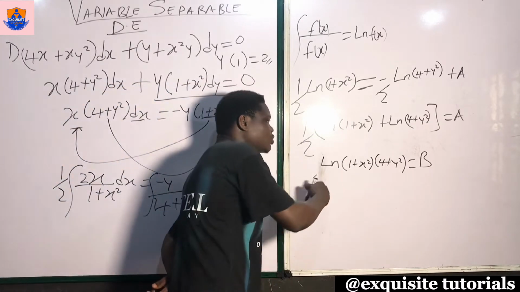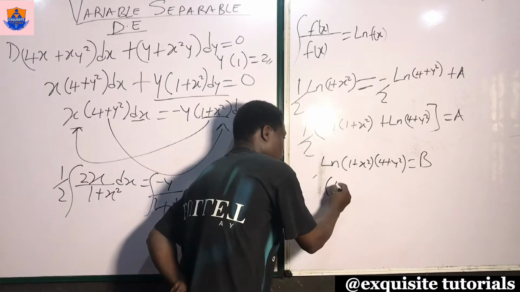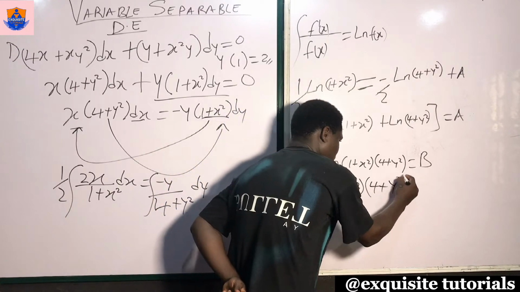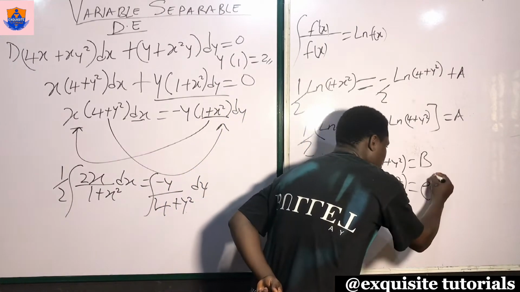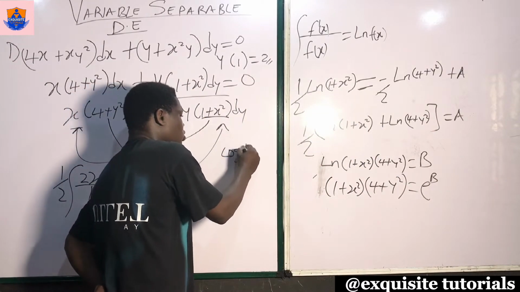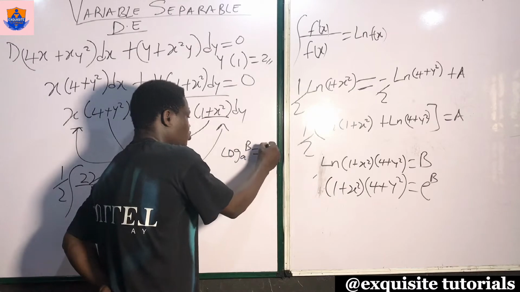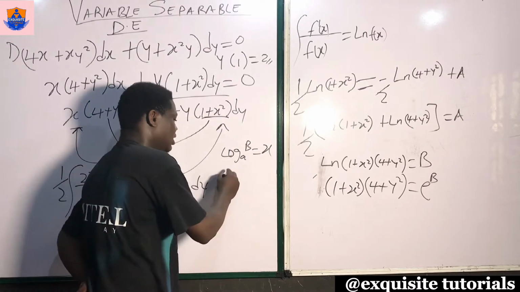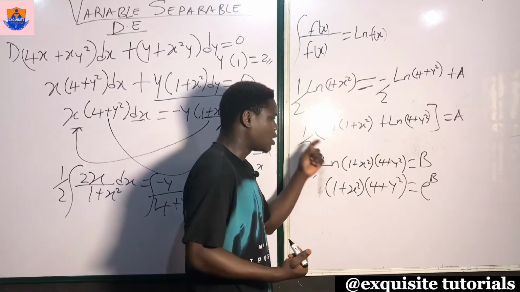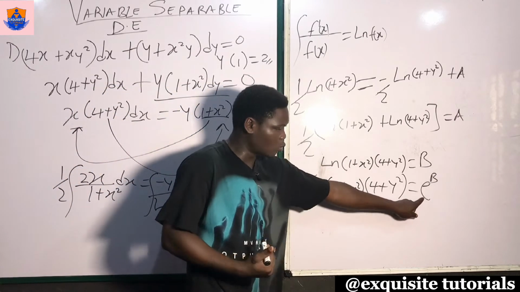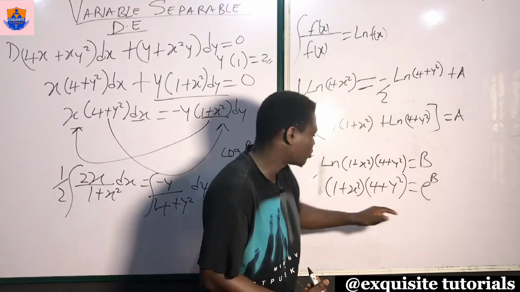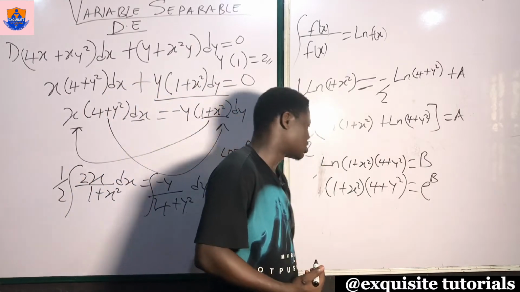Now, how do I remove this ln? I'll just have this equal to e raised to power b. Remember that in logarithm, when you have log of something base a equals, let's call it x, that something will be equal to a raised to power x. Now, remember that ln is log to base e. So I will make this the subject of the formula by bringing e towards this direction.